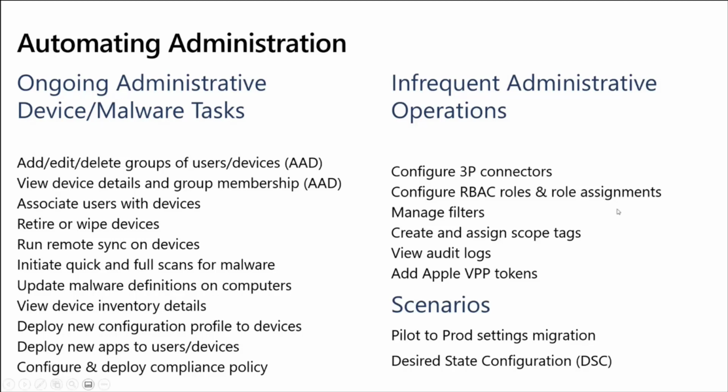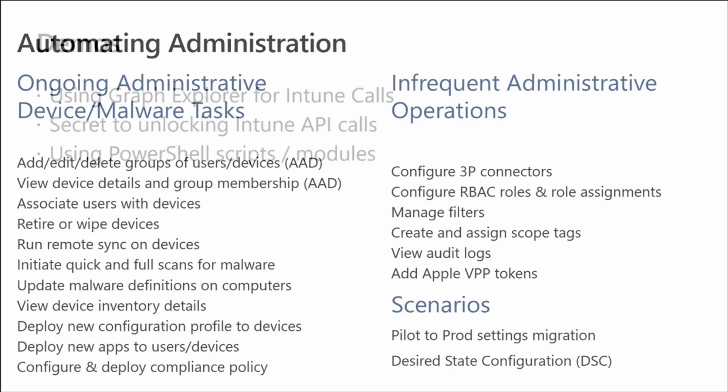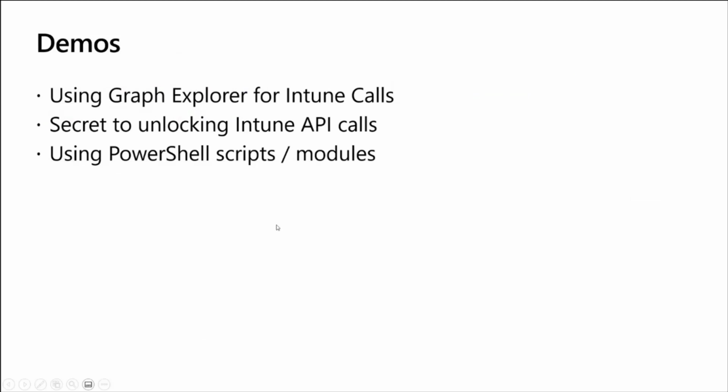Now, a lot of times, you may be working as a customer or with customers who are interested in managing a pilot environment and a production environment. And so configuring third-party connectors or rollback, RBAC roles and role assignments, things that are more one-time operations or infrequent, can also be done via the Graph API. And then if you want to pull together an entire scenario and automate that through our Graph API, you could do an entire set of pilot to production settings migration from one environment to another. Or maybe desired state configuration is of high value for you to be able to ensure that your configurations don't drift over time.